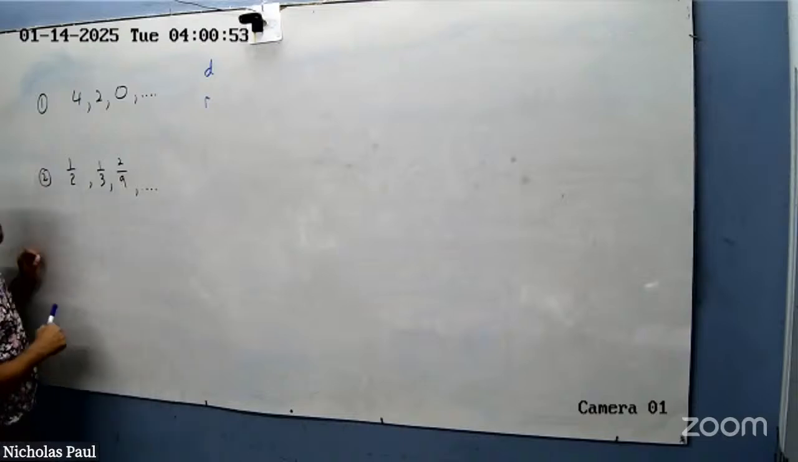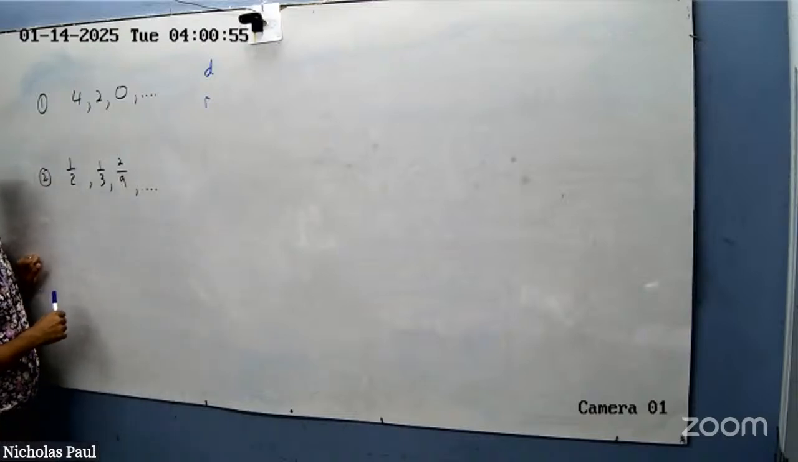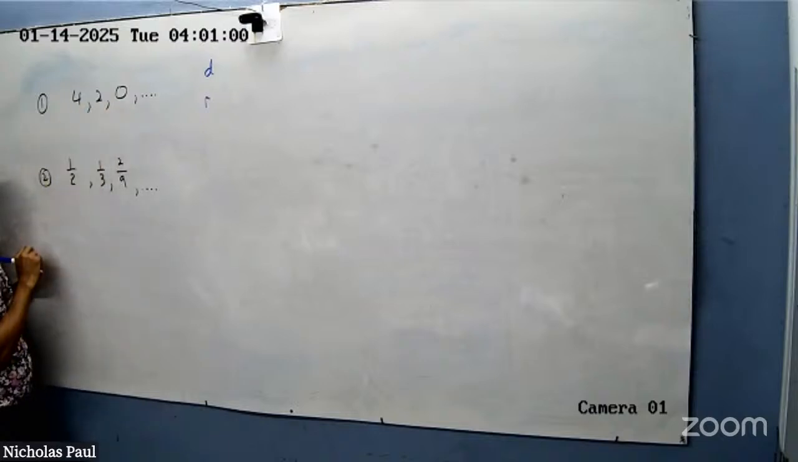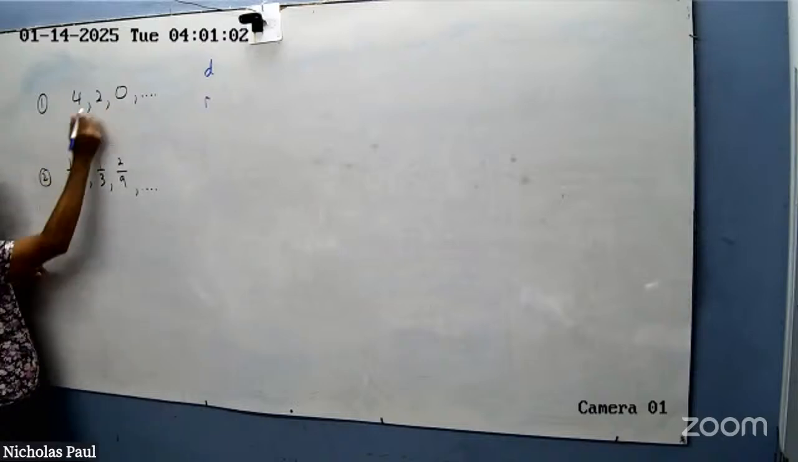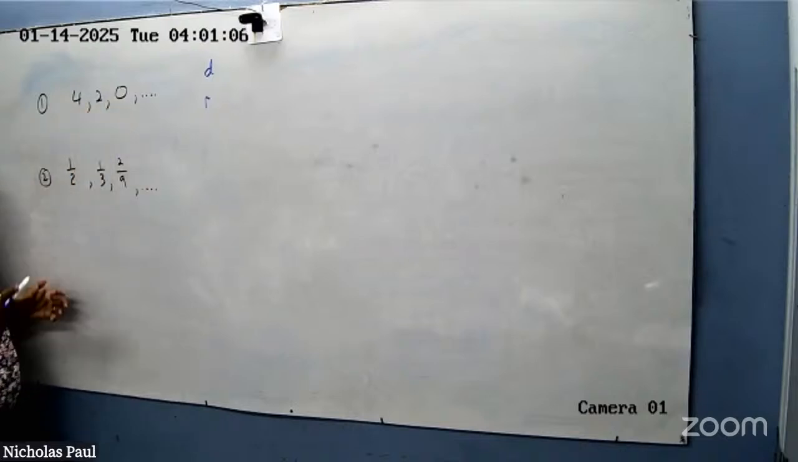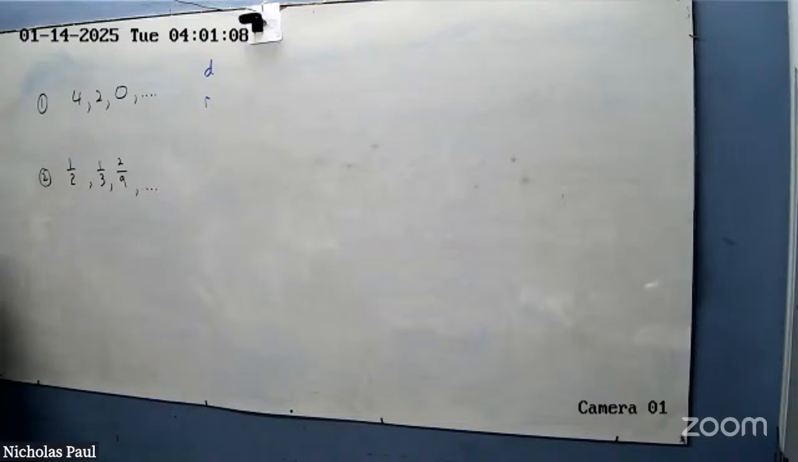How do you find D again? What's your formula? Subtract consecutive terms, right? Subtract this and this, this and this. If you get the same value, it's an AP. If it's not, it's a GP. Right? So you have these two, trying to tell the AP from the GP.